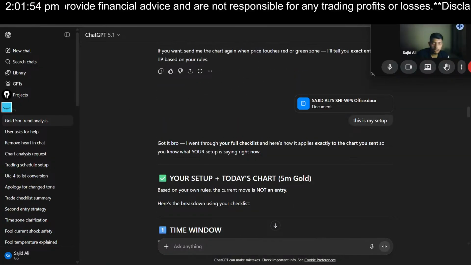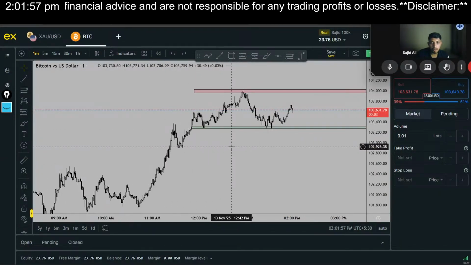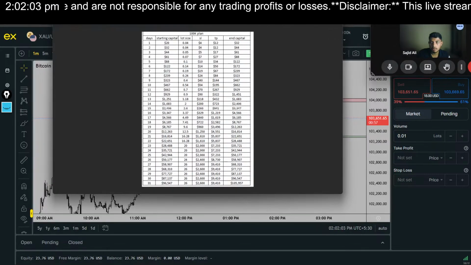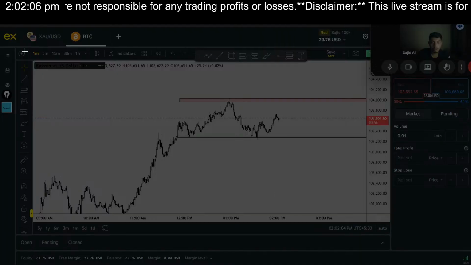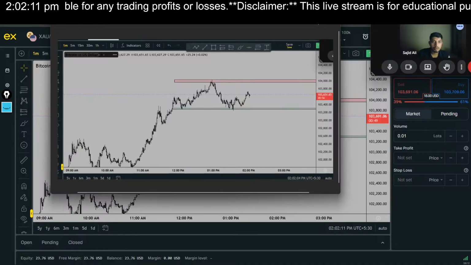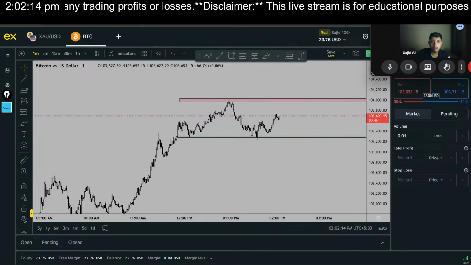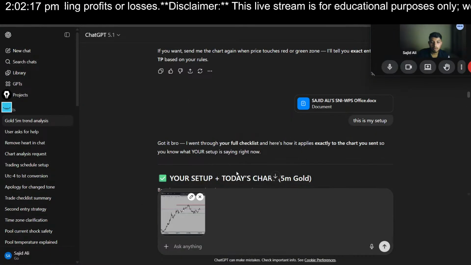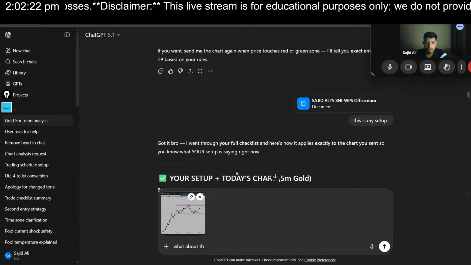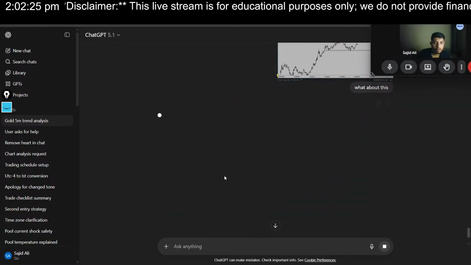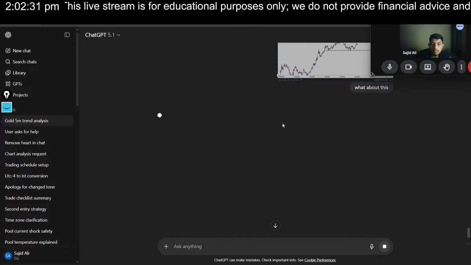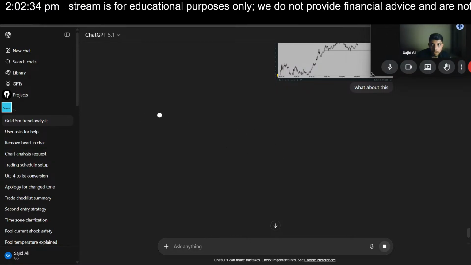So this is how you can use your AIs. For example, right now, what I'll do is take a screenshot of this one, Bitcoin. This is the current trade which we are planning, right? Copy this. What about this? Analyzing. Let it analyze.